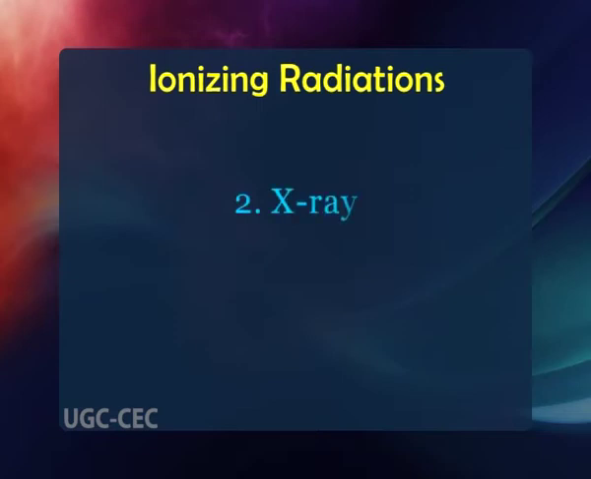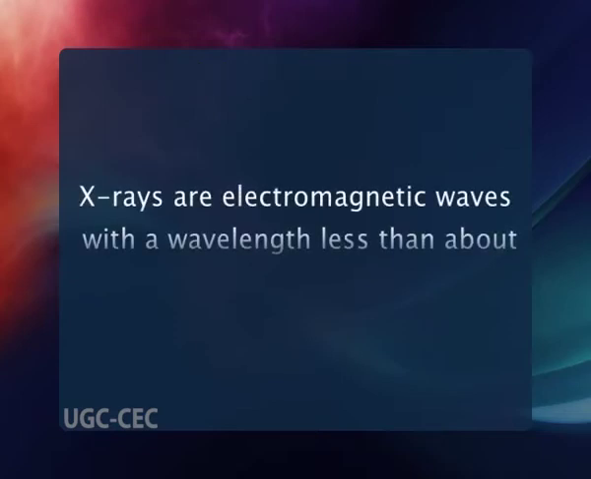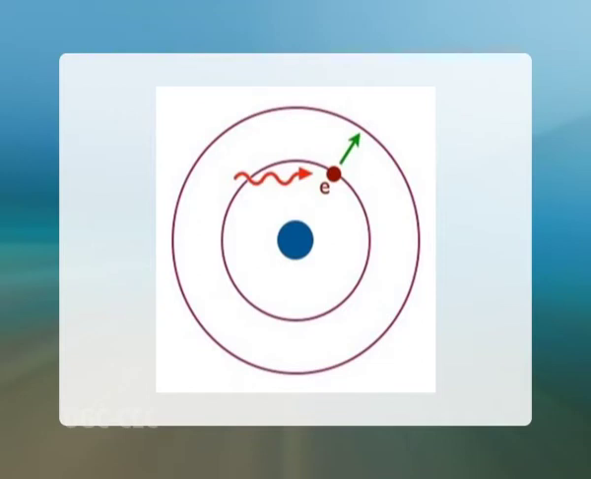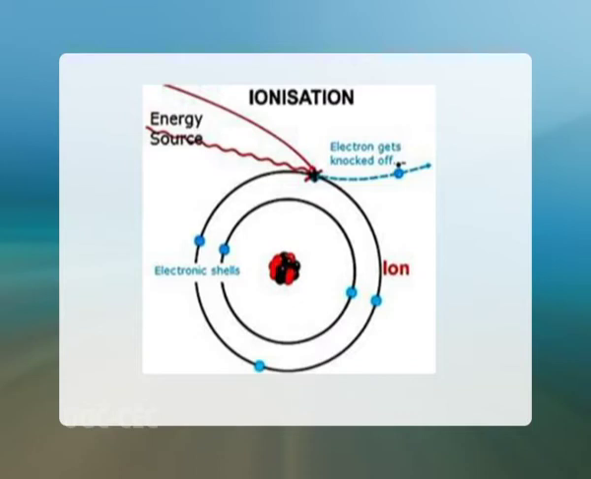Now second, X-rays. X-rays are electromagnetic waves with wavelength less than about 10⁻⁹ meter. When an X-ray photon collides with an atom, the atom may absorb the energy of the photon and boost an electron to a higher orbital level. Or if the photon is very energetic, it may knock the electron from the atom altogether, causing the atom to ionize.